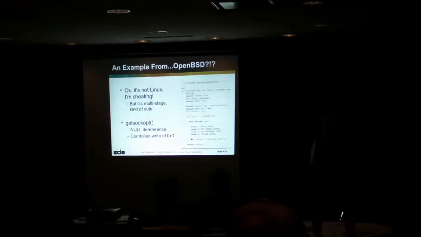So what I'm going to talk about right now is actually an example from OpenBSD, which I realize is completely cheating and betraying my talk title. But I like this one because it was multi-stage and had some cute tweaks about it. The getsockopt call for OpenBSD's standard IP sockets had an issue where we could eventually get a controlled write of just the value 1 at an arbitrary address. So you might not be clear from this code output here, but this macro actually was expanding to a null dereference and then writing a 1 to a particular address under our control.